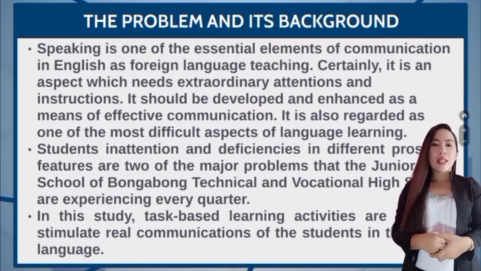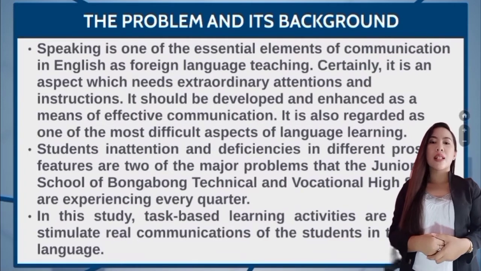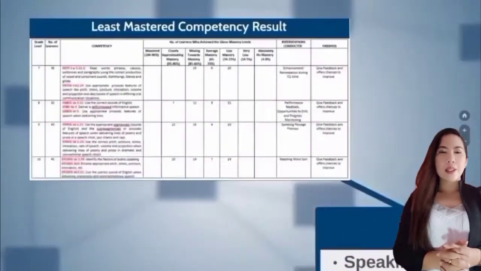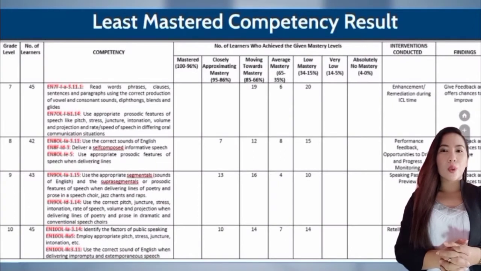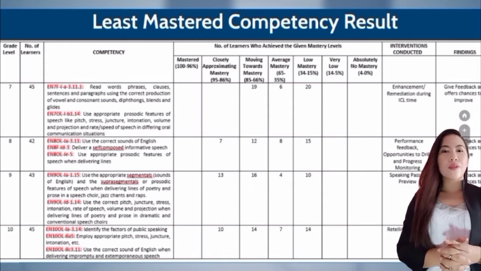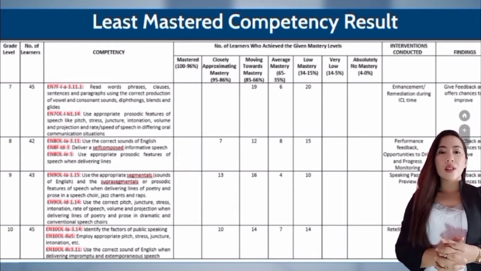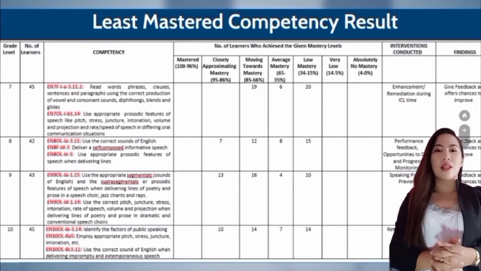In this study, task-based learning activities are used to stimulate real communication of the students in the target language. This is the result of the least mastered competency report in English every quarter of Bungabong Technical and Vocational High School, where the number of learners who achieve the given competencies is at a low mastery level, 15 to 34%. They have deficiency in learning speaking English, especially in fluency, pronunciation, stress, vocabulary, and intonation aspects, and cultural background of the language. These indicators in speaking are considered in the experimentation due to their low performance rate.